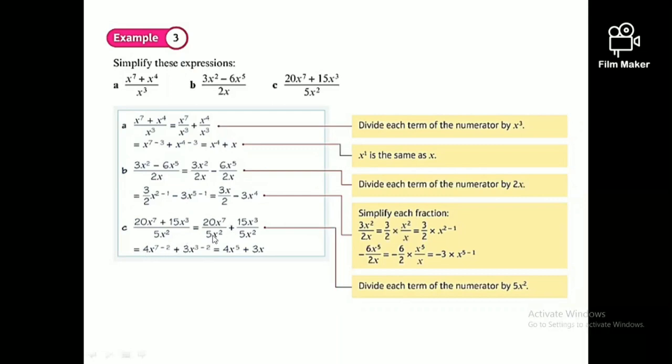X to the power 7 divided by x to the power 2, you can write x to the power 7 minus 2, the subtraction rule. Then 15 divided by 5 is 3. X to the power 3 divided by x to the power 2 is x to the power 3 minus 2. So your final answer is 4x to the power 5 plus 3x to the power 1. You can write power 1 as just 3x, right?